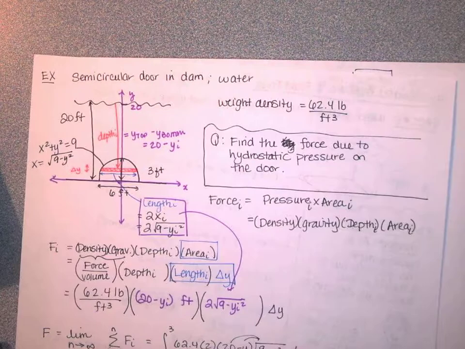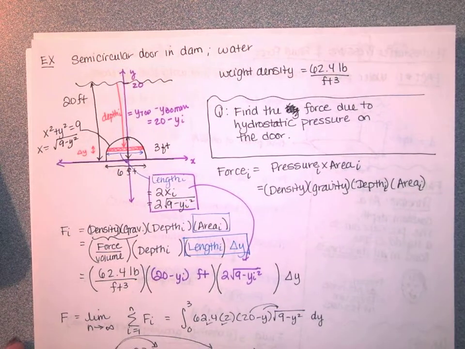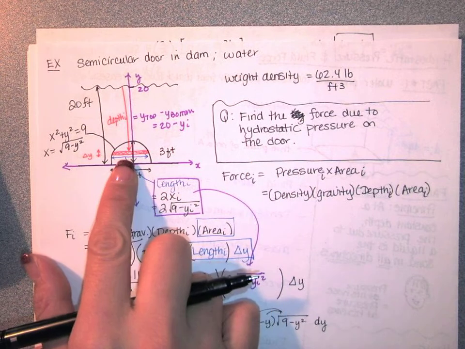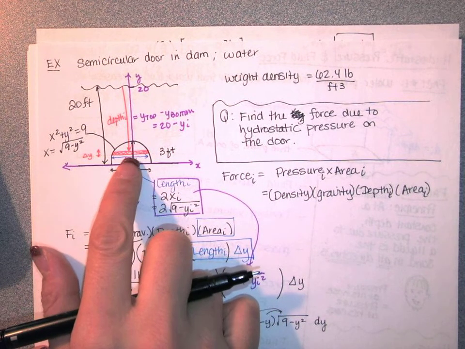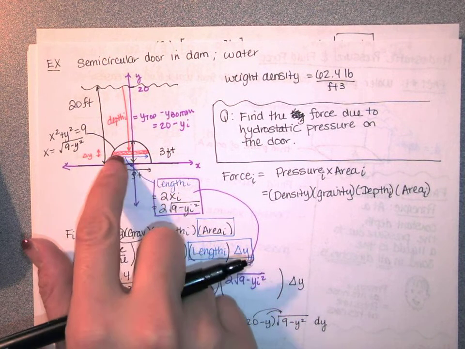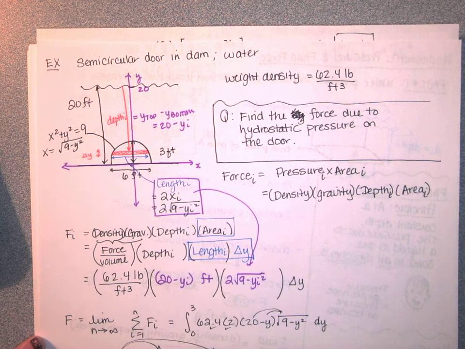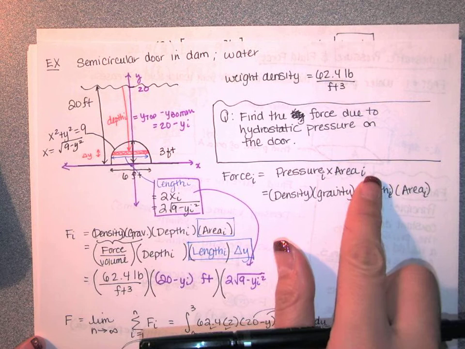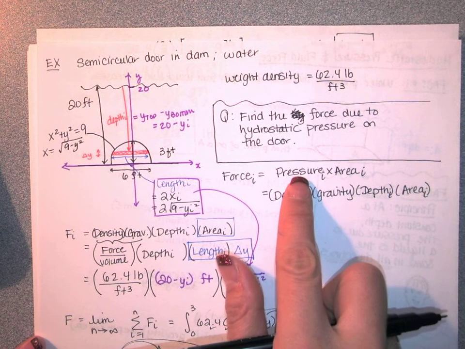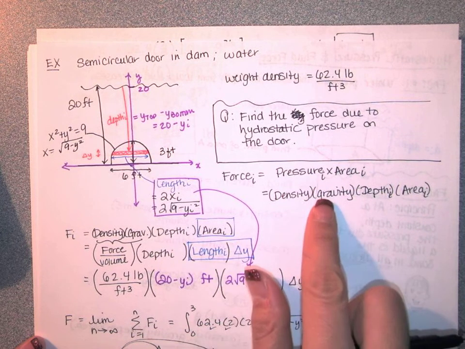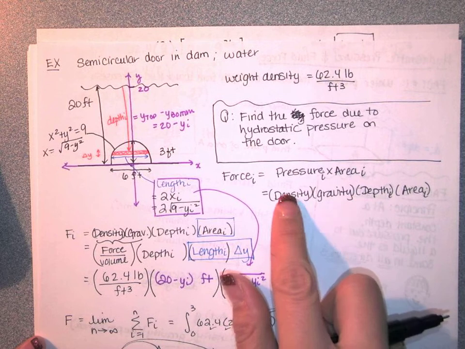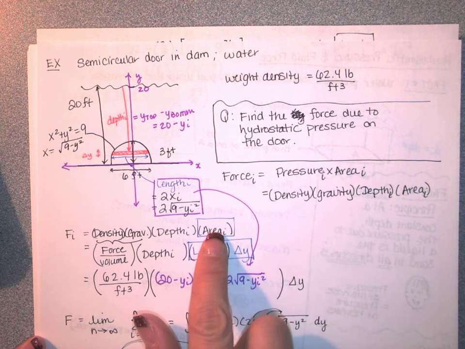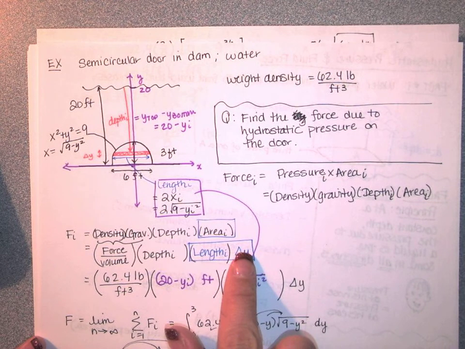Alright, so let's go back to the beginning of the problem. What did we do? We said, we're trying to find the force due to hydrostatic pressure on this door. And we realized calculus was necessary because there are different parts of this door that are at different depths. So we wrote the force this way. We said force is pressure times area, and pressure depends on depth. It's density times gravity times depth, multiplied by this area. And then we said area can be split up further into length times delta y.